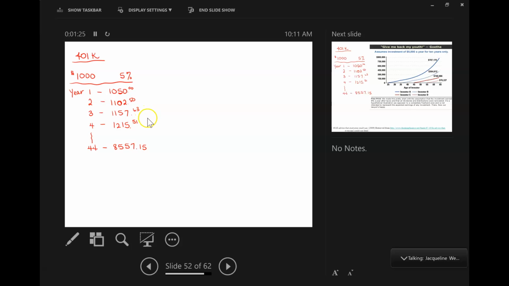I never put another penny in this 401k. That would be a bad idea, by the way. But if I did not put another penny in this 401k and I left it in there until I was 65 years old and ready to retire, look at the difference. That $1,000 has grown to $8,557. That is huge.